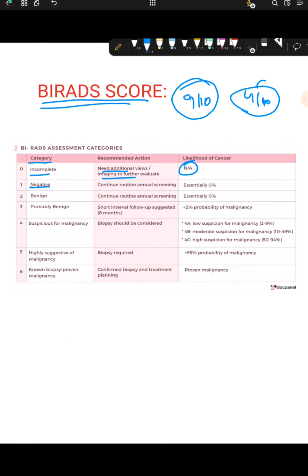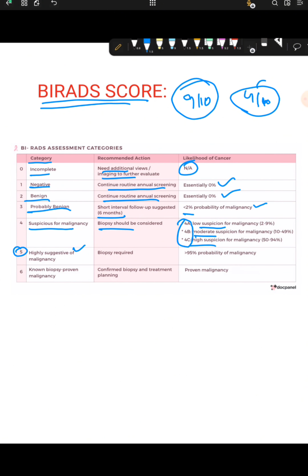So in the first category there is negative, we have to do annual screening, no cancer. In benign, there is continuous annual screening, no cancer. In the third, there is a short interval follow-up, 6 months, less than 2% chance of malignancy, most probably not. In the fourth, it must be suspicious, either malignancy or not, so we have to do a biopsy. Three stages are possible: A low, B moderate, or C high.